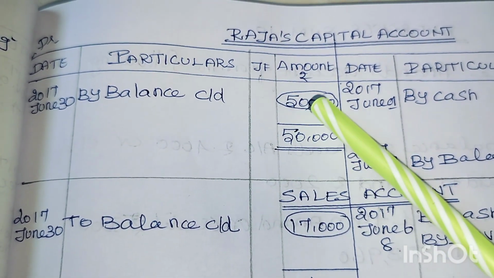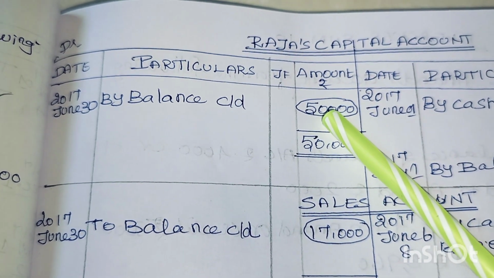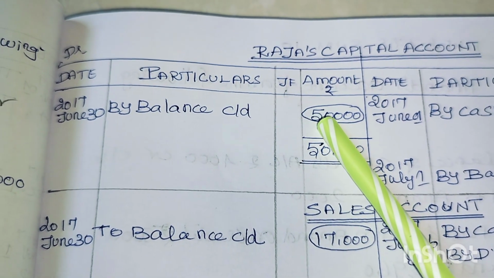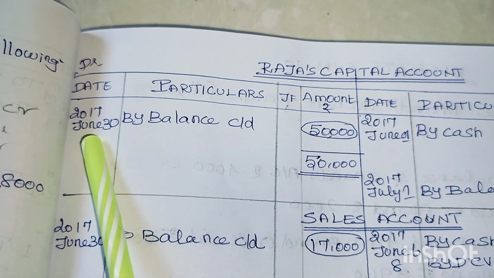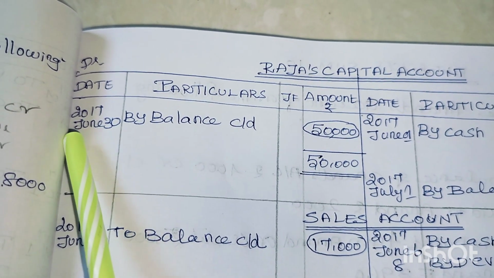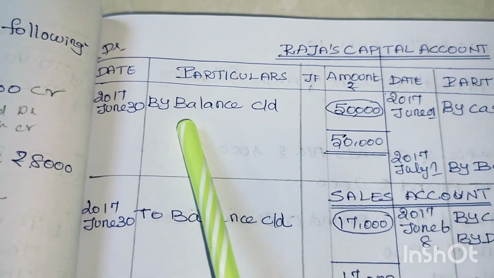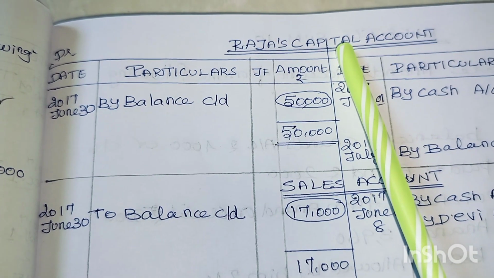So we entered that difference on the lesser side. "Balance carried down" is to be entered against the difference, and in the date column we enter the last day of the accounting period, that is 2017 June 30. This is the closing balance of Raja's capital account.